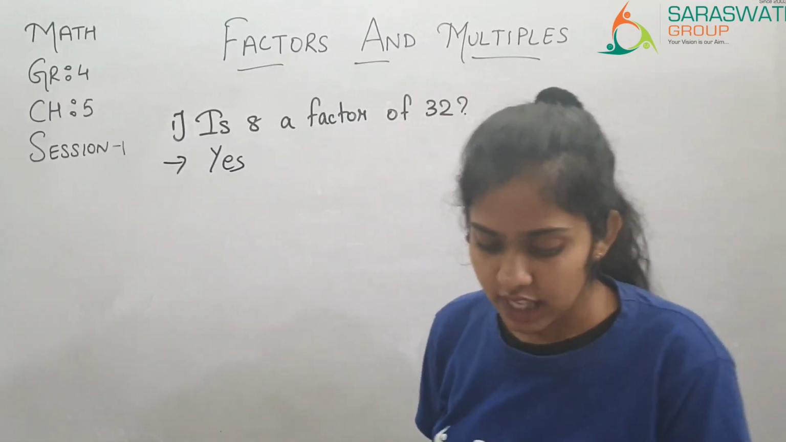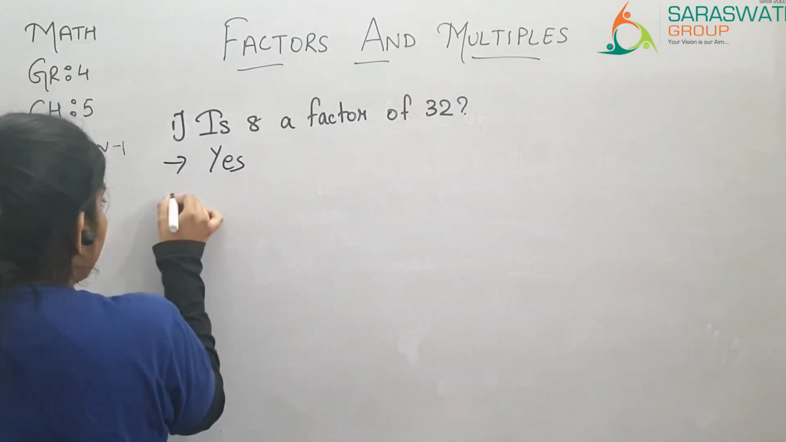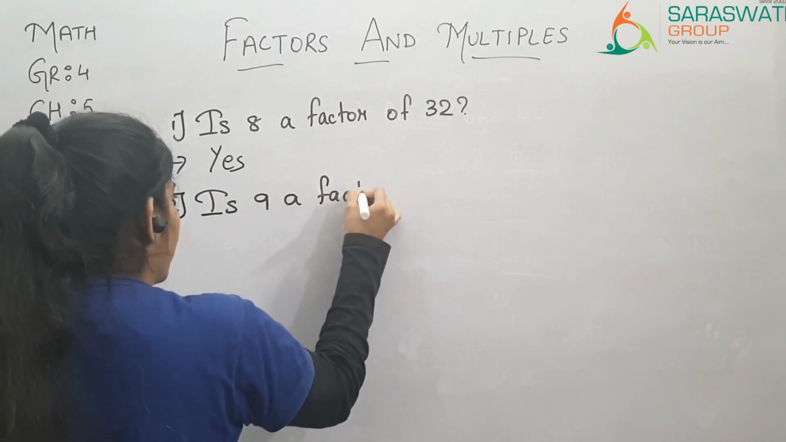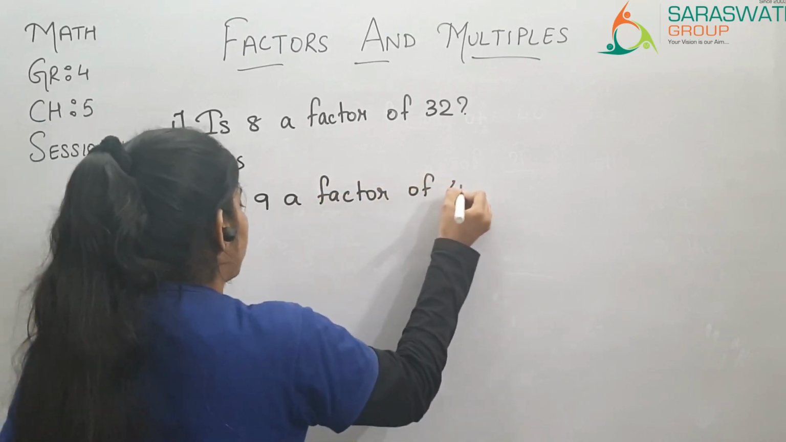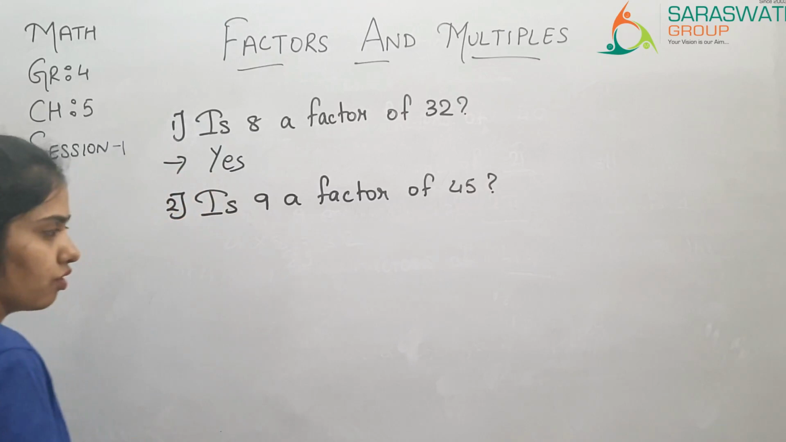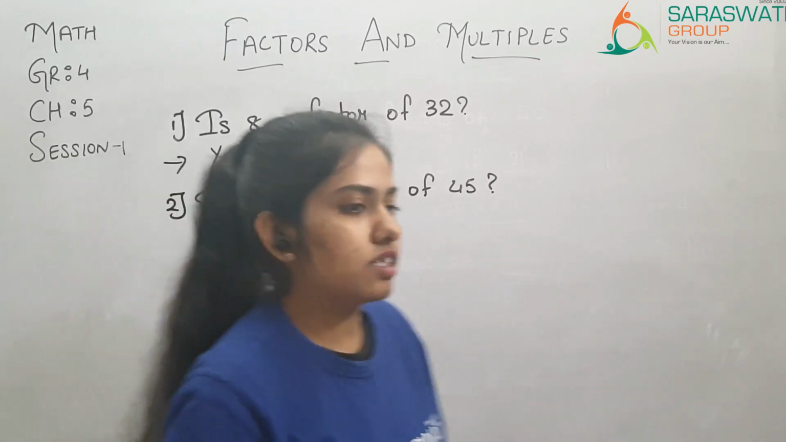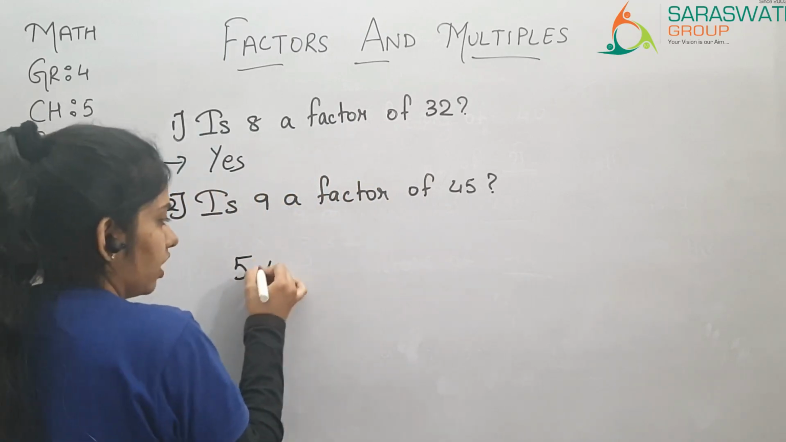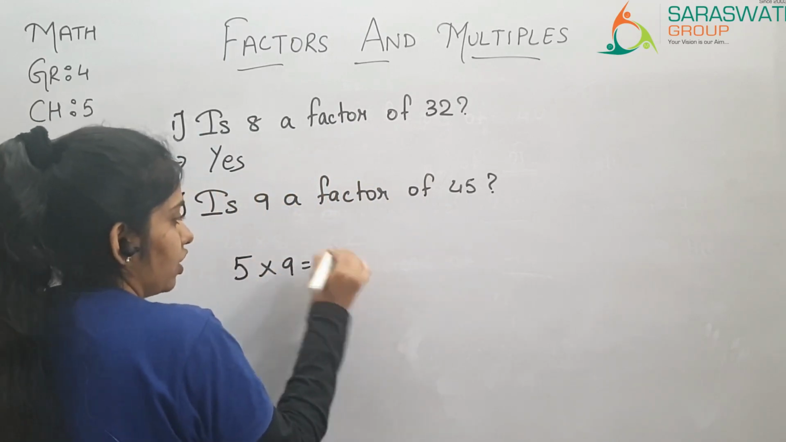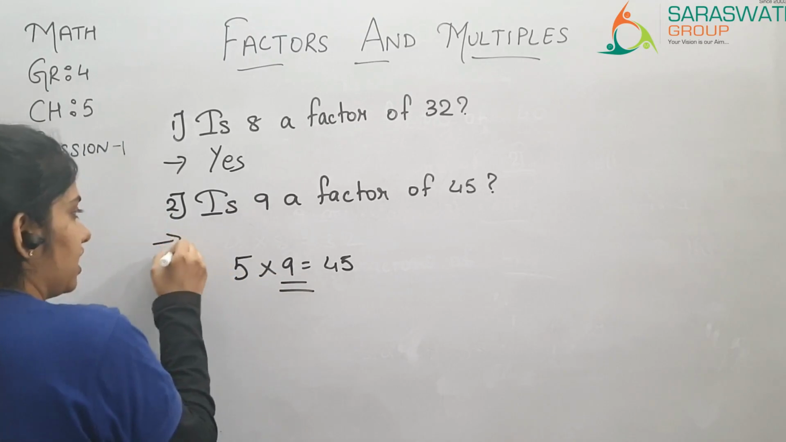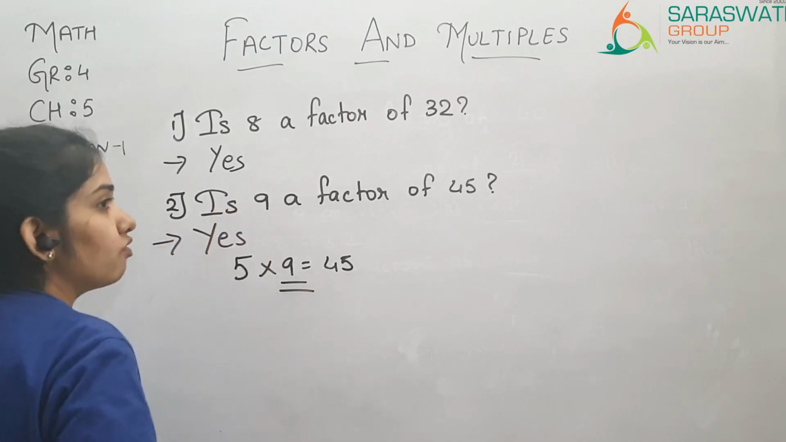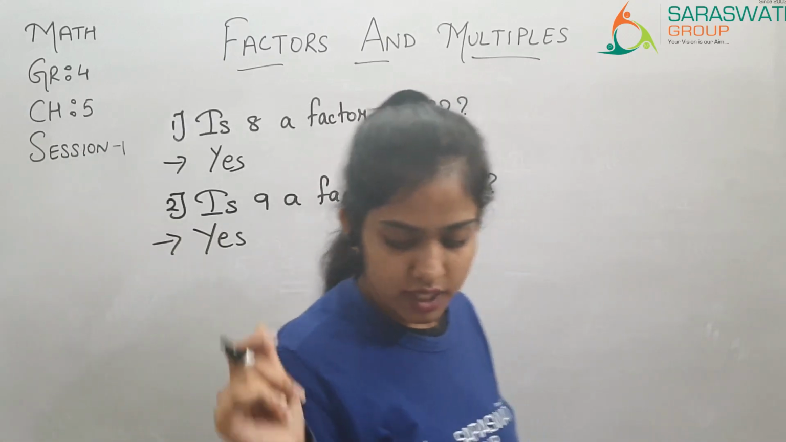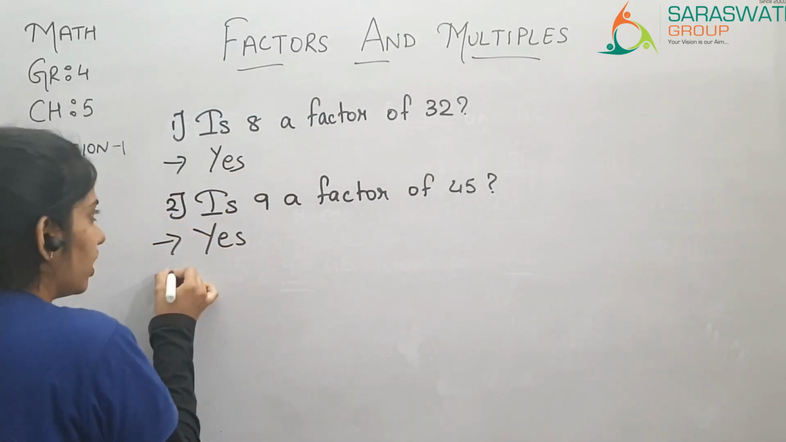Now the next is, is 9 a factor of 45? Is 9 a factor of 45? 5 nines are 45. So yes, 9 is a factor of 45. Then afterwards, is 8 a factor of 8?